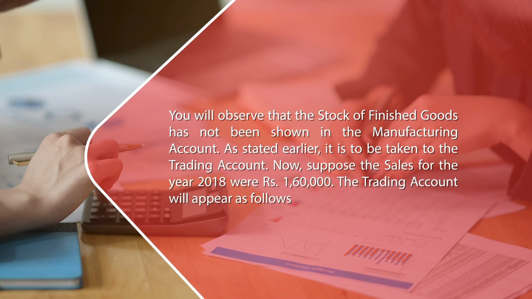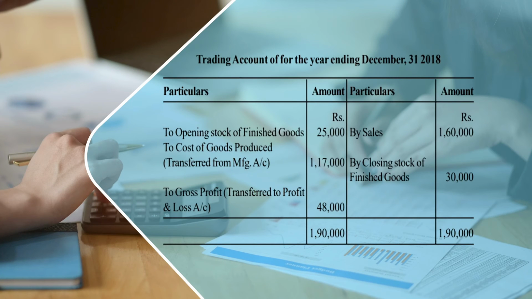The manufacturing account we have already prepared. Now with the help of the manufacturing account, how we will prepare the trading account, this we will discuss with the help of this information. Trading account for the year ended 31st December 2018. To opening stock of finished goods, 25,000. It is given in the question.